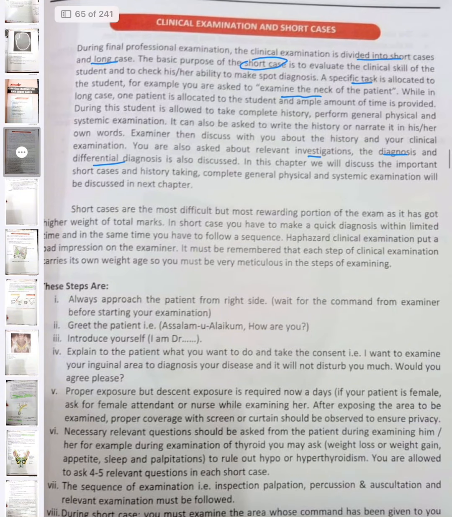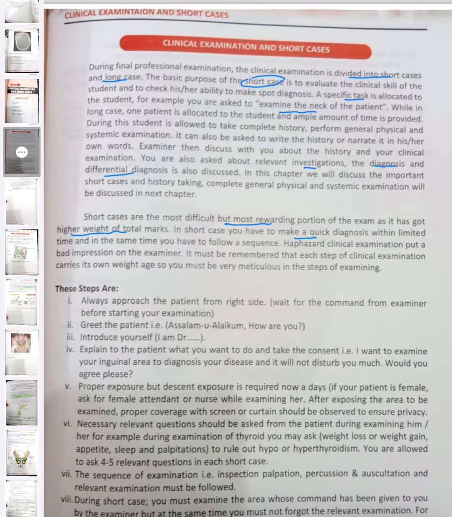Short cases are the most difficult but most rewarding portion of the exam as it has got higher weight of total marks. In short case, you have to make a quick diagnosis within limited time and at the same time you have to follow a sequence. If a short clinical examination puts a bad impression on the examiner, it must be remembered that each step of clinical examination carries its own weightage, so you must be very meticulous in the steps of examination.